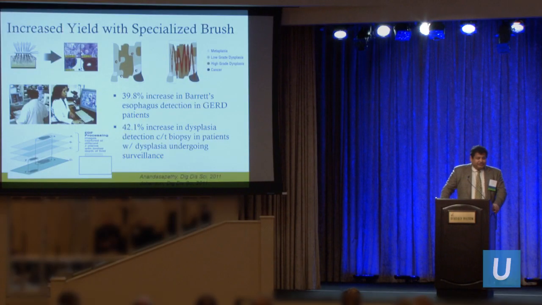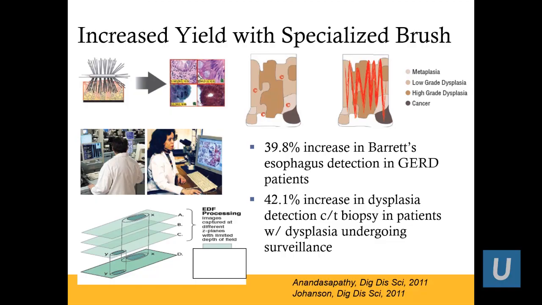Okay, maybe you could increase it by using a brush. This is the CDX brush. This is a 40% increase in Barrett's esophagus detection in GERD patients, and also a roughly 40% increase in dysplasia detection. But a study shows that CDX alone is not as good as biopsies plus. So this is really an adjunctive technique. It doesn't get you out of taking the biopsies, you do both, okay?